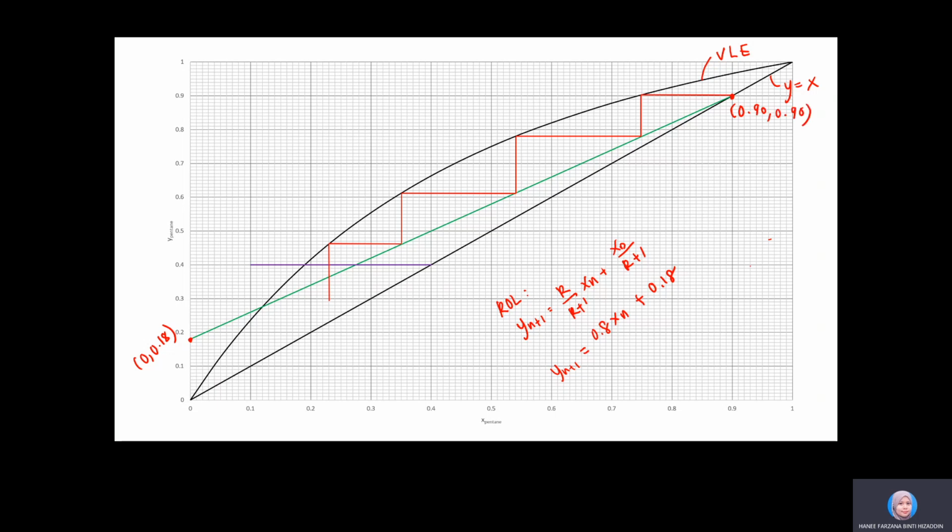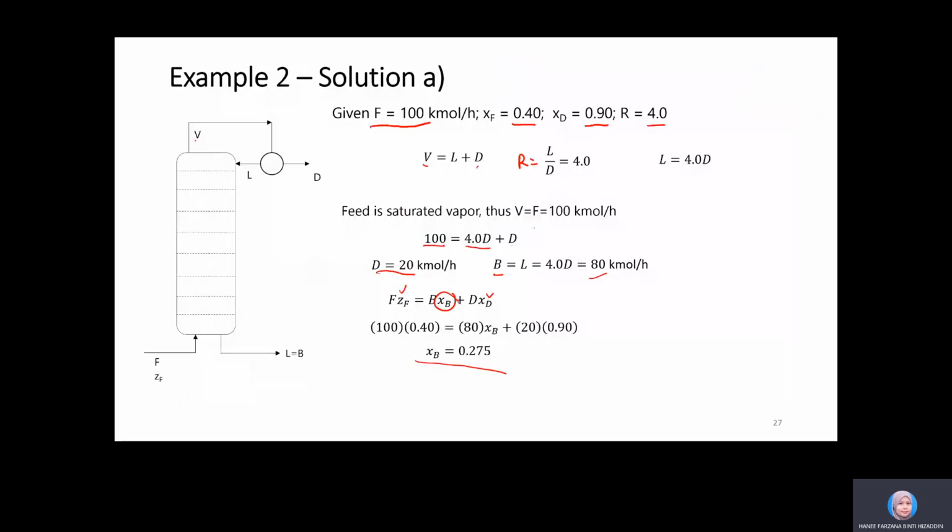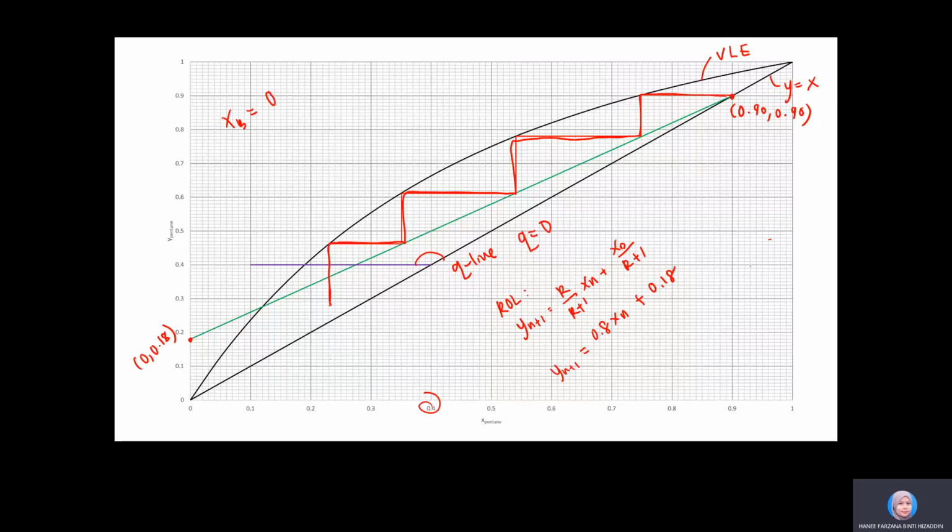Okay, so this is your Q line. Because the feed is a saturated vapor, q equals 0. So it's just a horizontal straight line starting from XF equals 0.4. So that is your Q line. Then we step off from XD: 1, 2, 3, 4. Let's have a look whether this is the same as our XB. What did we get just now when we calculated? We got 0.275, so XB is 0.275.